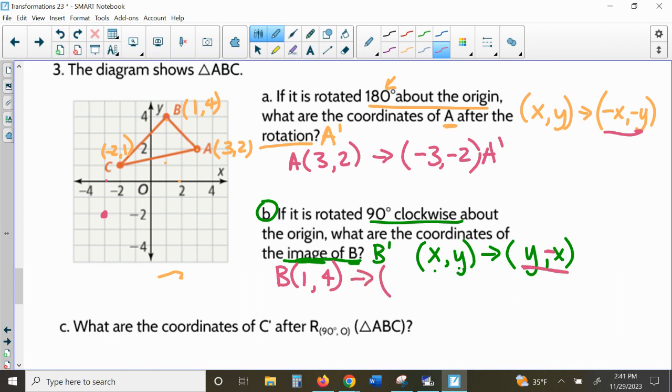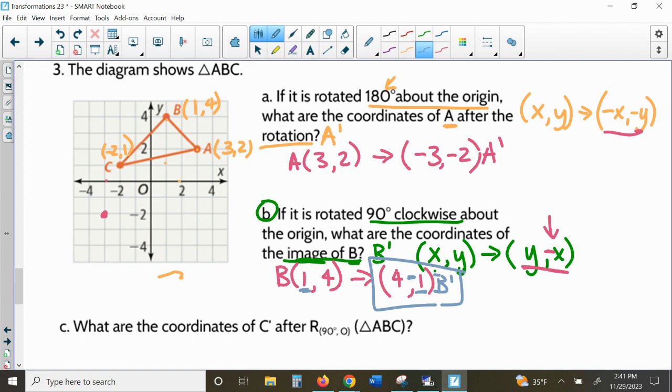And I want to convert those using this formula. So that means I want to trade places, so the 4 is first and the 1 is second, right? And I want the X to be the opposite sign. So this was my X, and so this is my X, so I want them to be the opposite sign. So I'm going to change this to a -1, which means my B is going to be at 4, -1 for my B prime. So I think this is my answer.